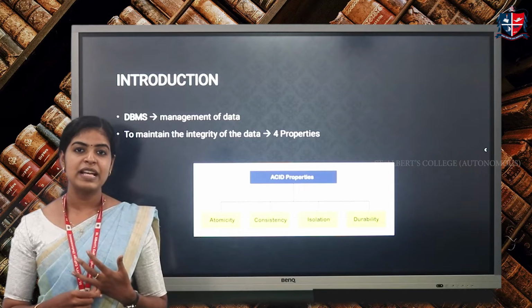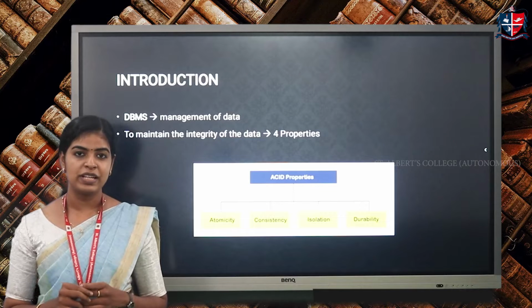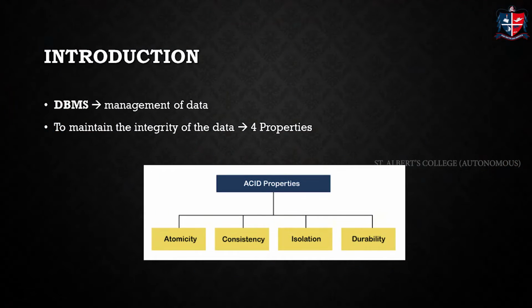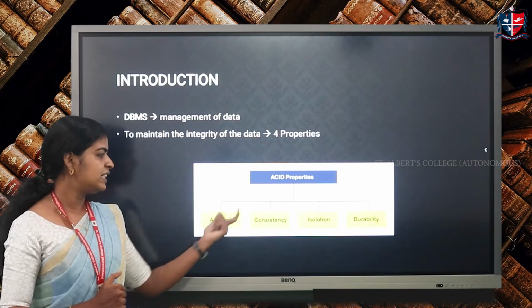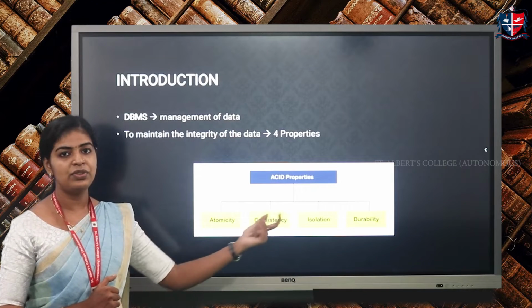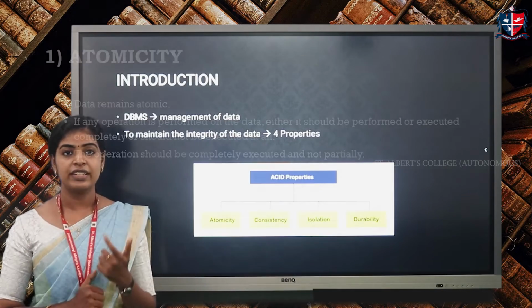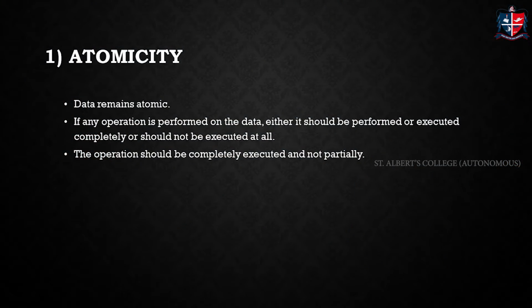ACID means atomicity, consistency, isolation, and durability. We can discuss each and every topic. Atomicity, as the name indicates, means the data should be atomic.